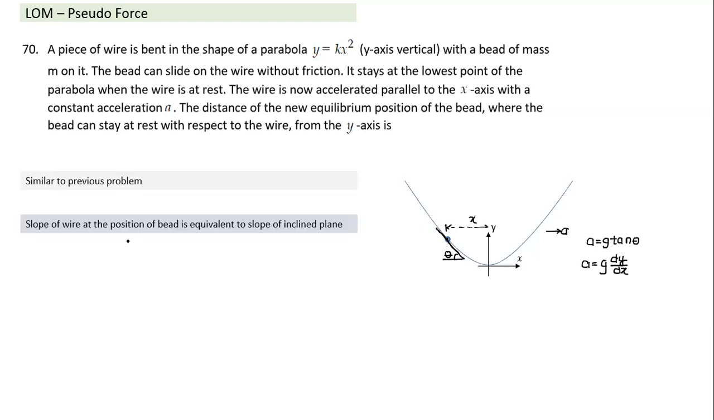So similar to the previous problem, the slope of the wire at the position of the bead is equivalent to the slope of an inclined plane. We can just imagine an inclined plane having angle theta, and a has to be equal to g tan theta, where tan theta is equal to dy by dx. Dy by dx is equal to 2kx. We substitute. So what has to be the value of x? The x value is equal to a by 2kg.